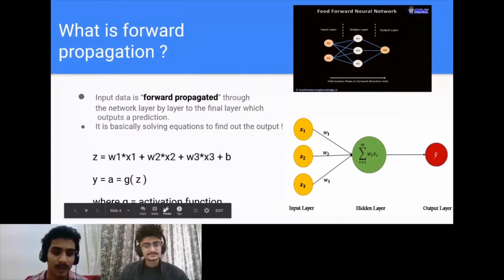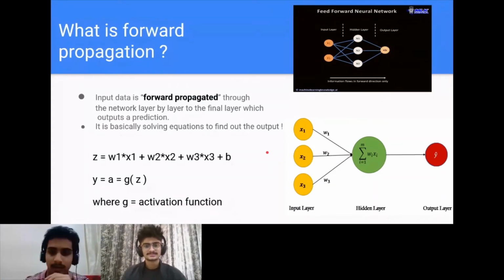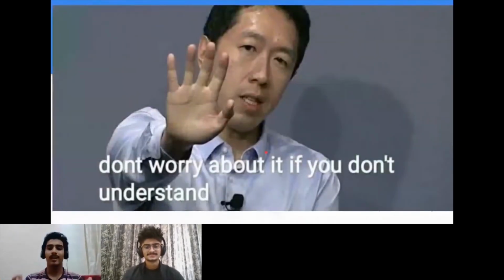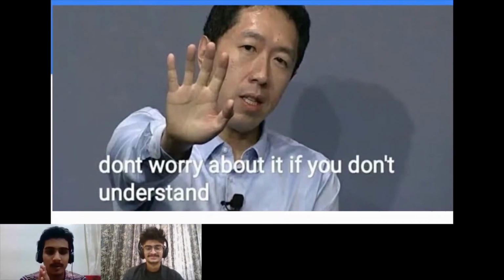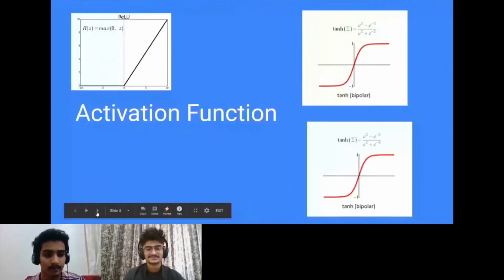We were thinking about what activation functions are. You're going to see what an activation function is further on. As the great Andrew Ng quoted, don't worry about it if you don't understand it. Don't worry about it if you don't understand it. We are going to see what activation functions are in the upcoming slides. So moving on to the next slide.